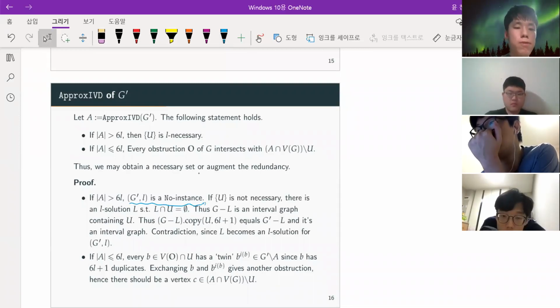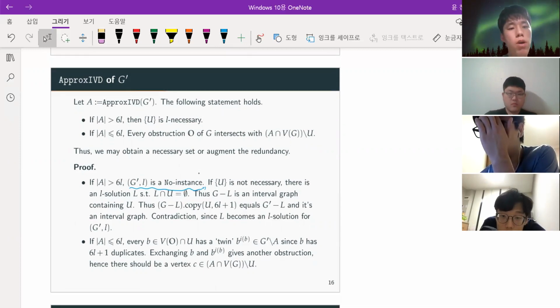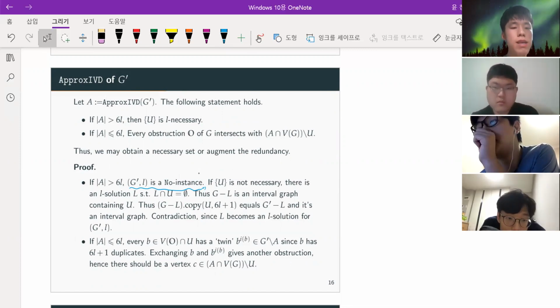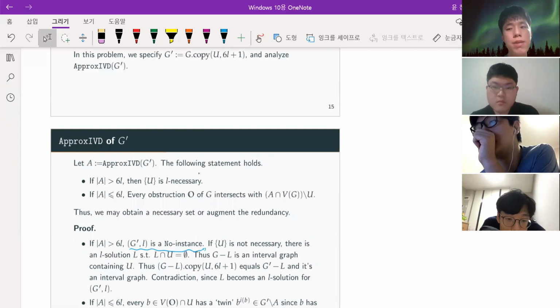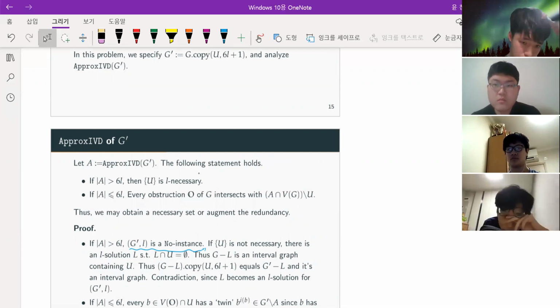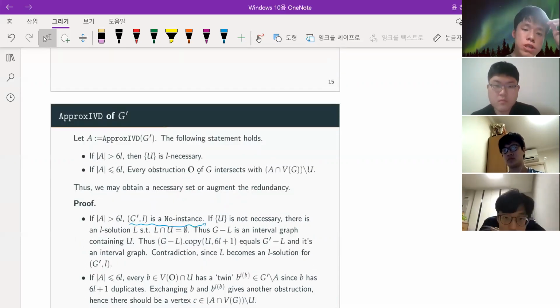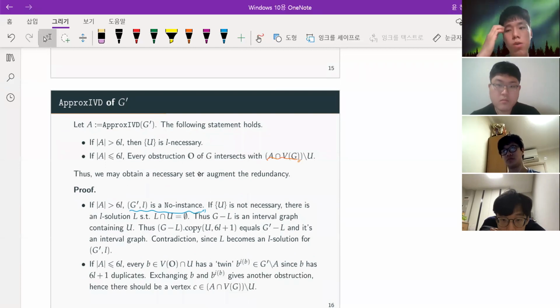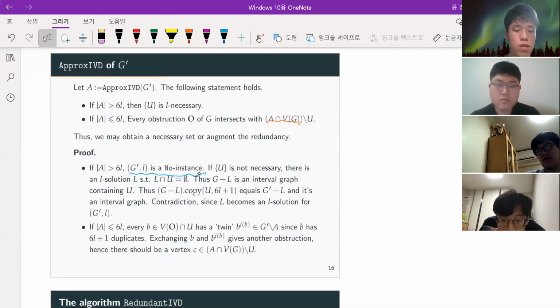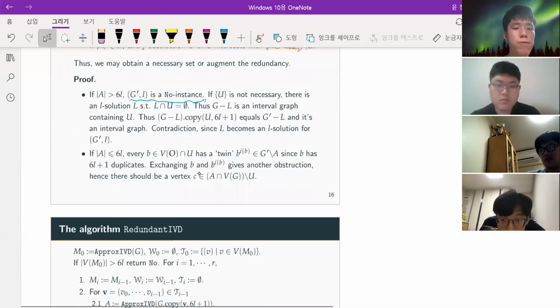And there is something remaining to deal with when the approx IVD returns a set smaller than 6L. So we claim that if the approx IVD returns size 6L or bigger than 6L, then the copied subset U is L-necessary, singleton with U. And if A is small, every obstruction O should intersect with A, the component on G excluding U. So by an oracle of approx IVD, we may obtain a necessary set or augment the redundancy. We are not going to treat the detailed proof. You may read it if you want.